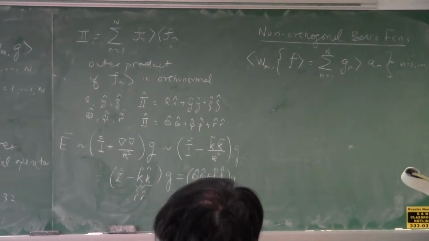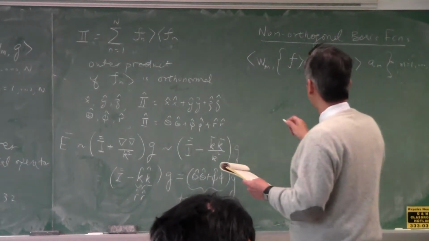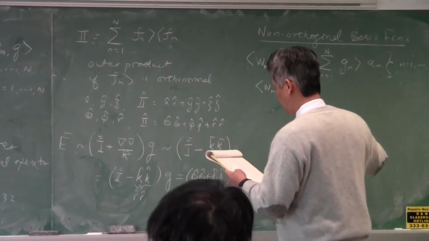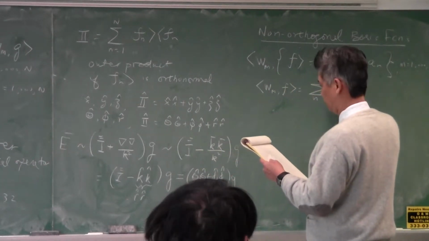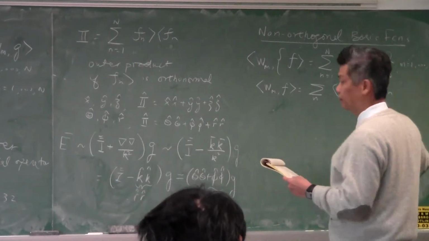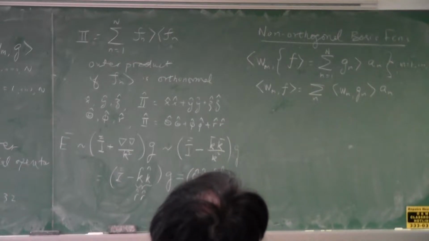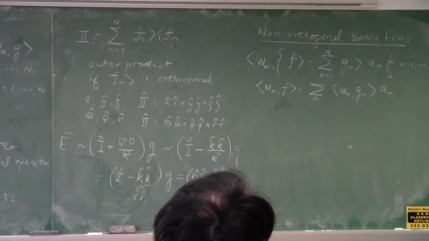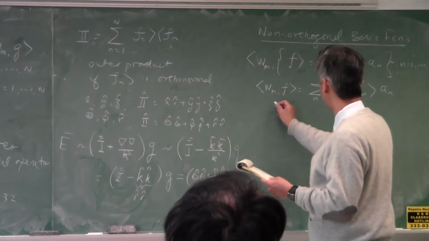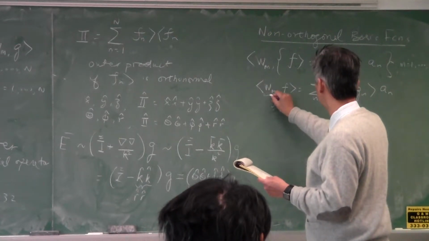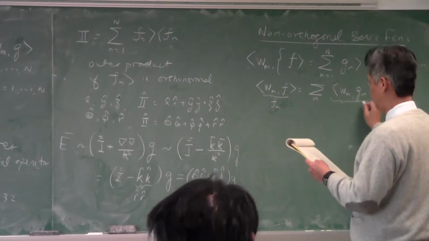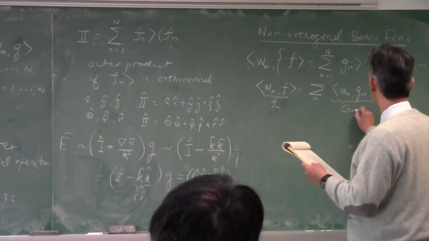Okay, so in this finite dimensional subspace, you end up with an equation something like this: it's equal to the sum over n of W_n G_n A. Okay, you end up with something that looks like that. And then this equation can be written as a matrix equation. I can call this f_m, and I can call this G_mn.